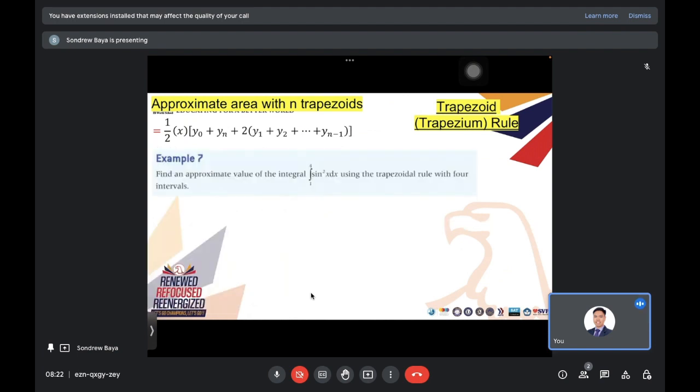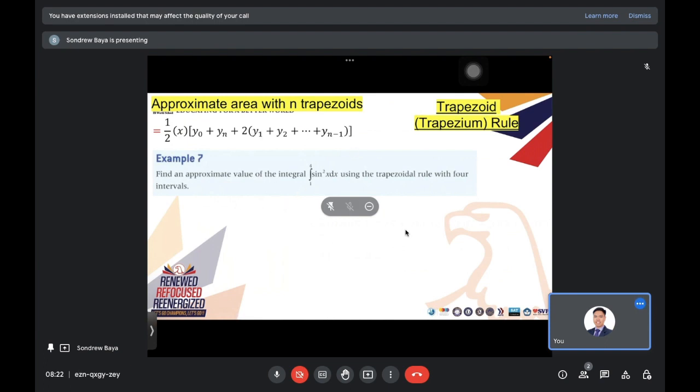Let's have another example. How about if you are asked to find an approximate value of the integral of sine squared x dx from 1 to 4 using the trapezoidal rule with 4 intervals? In this case, you might be tempted to use the usual rule, but since the instruction says trapezoidal rule, you have to follow it. You can use the usual rule just to check if your answer is close to the answer derived using the trapezoidal rule.